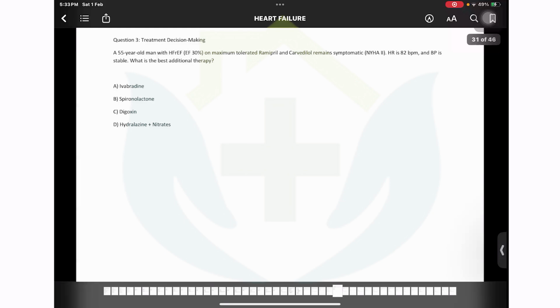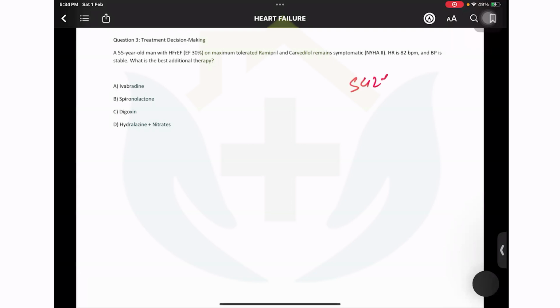Okay. Question number 3. A 55-year-old man with heart failure at HFrEF, EF of 30, on maximum tolerated Ramipril and Carvedilol remains symptomatic and NYHA class 2. His heart rate is 82 and BP is stable. What is the best additional therapy I can add? Heart rate is how much? 82. So you would want to add SGLT2. Very good. But I don't have it in the answer. So what will you add?